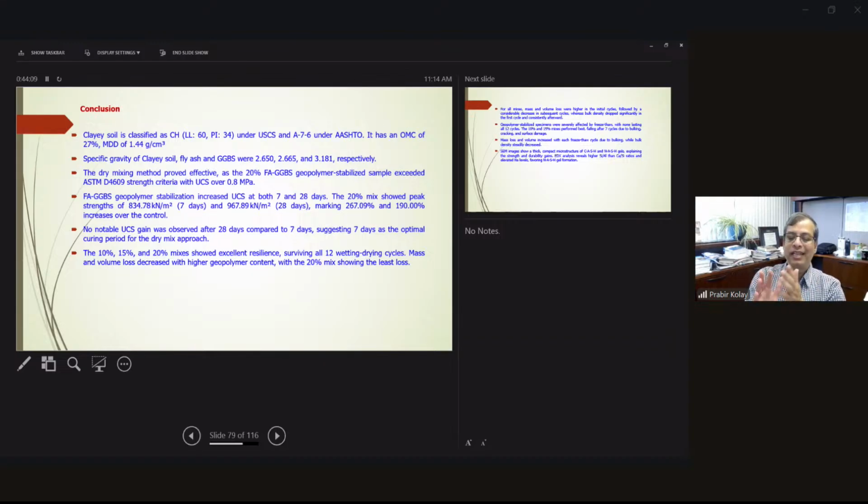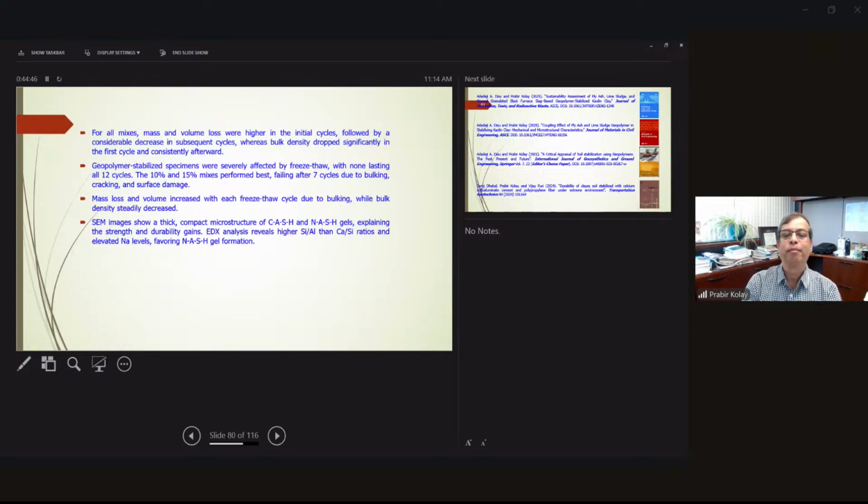So 7 days and 28 days is not much of a difference. The 10, 15, and 20% mixes show excellent resilience, surviving all 12 wetting and drying cycles. And then mass loss and volume loss decreased with higher geopolymer content. With 20%, there is the least loss. So the 20% mix is the best combination. And the strength increase, as I mentioned, is 267% for 7 days and 190% for 28 days.